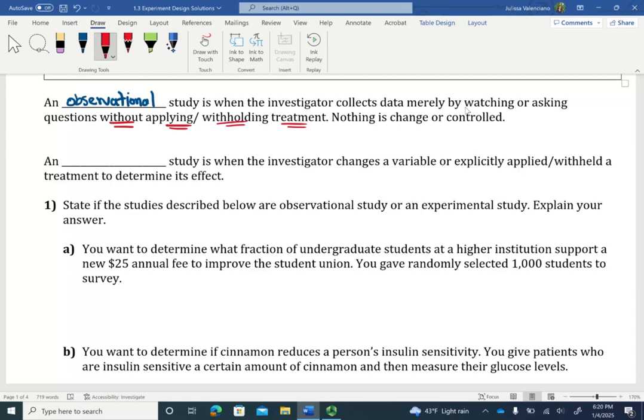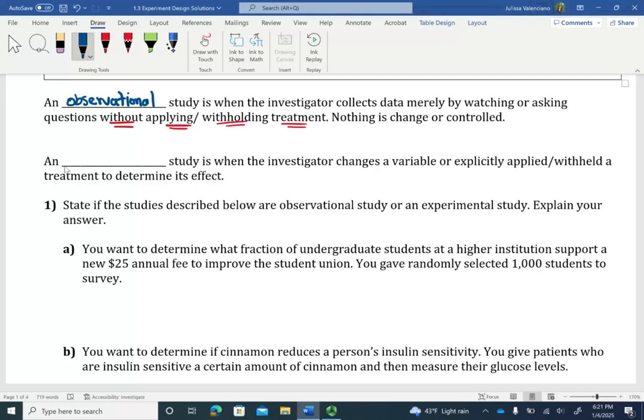So in most cases, we see an investigator conducting a survey or an investigator looking at medical records, the data within those records. Okay. Another example could be an investigator looking at teaching methods. And the investigator in this case would mainly be observing how someone is teaching a subject. You're not applying, you're not withholding a treatment, you're not changing or controlling anything.